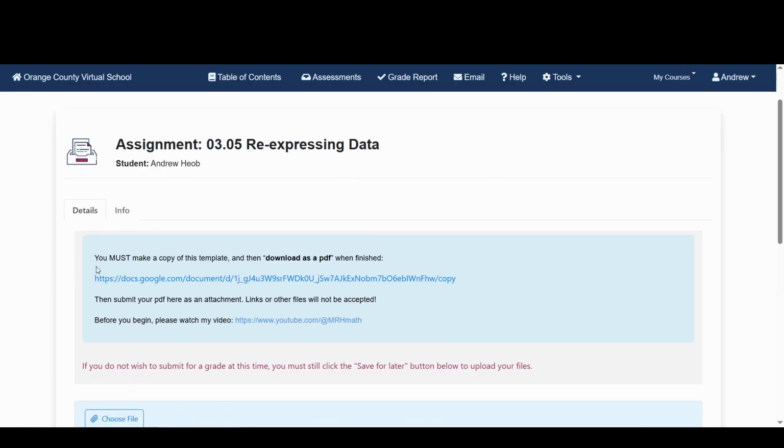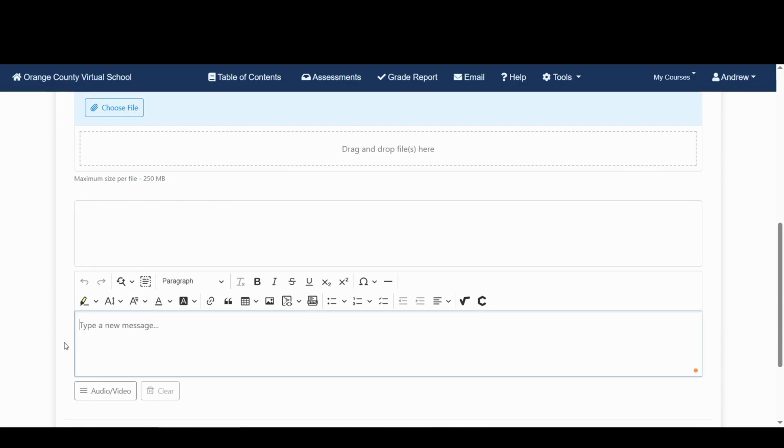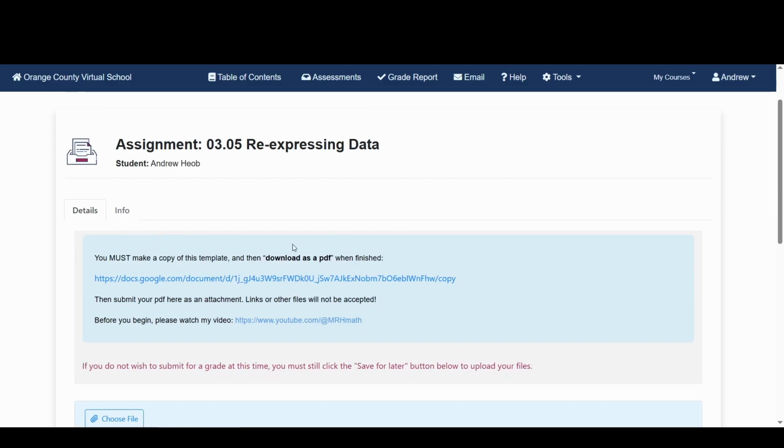I'll start by reading the directions. You must make a copy of this template and then download it as a PDF when finished. So here's the template. We'll submit the PDF. Here's an attachment. Please, no links, no other files. Don't submit anything like that. I cannot accept that. Don't type your assignment in here in the box. I cannot accept that either. It really does need to be this PDF that you've downloaded and submitted here.